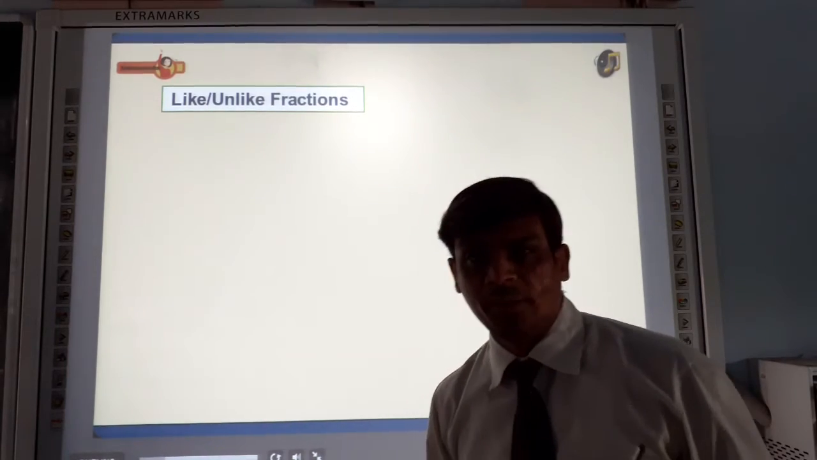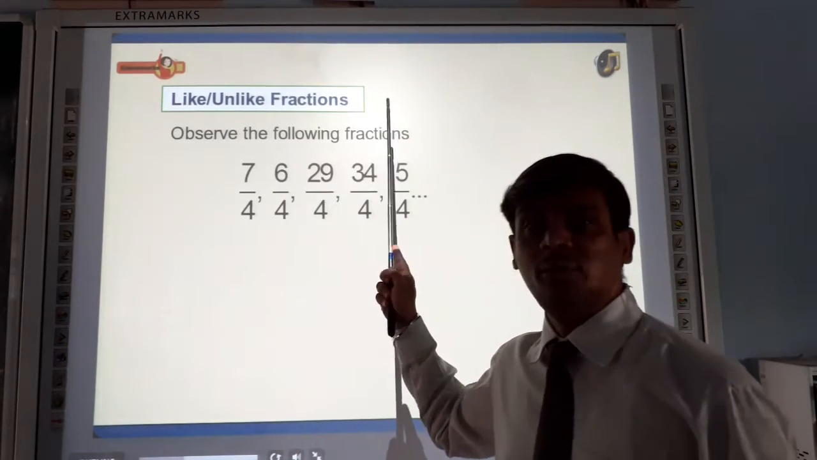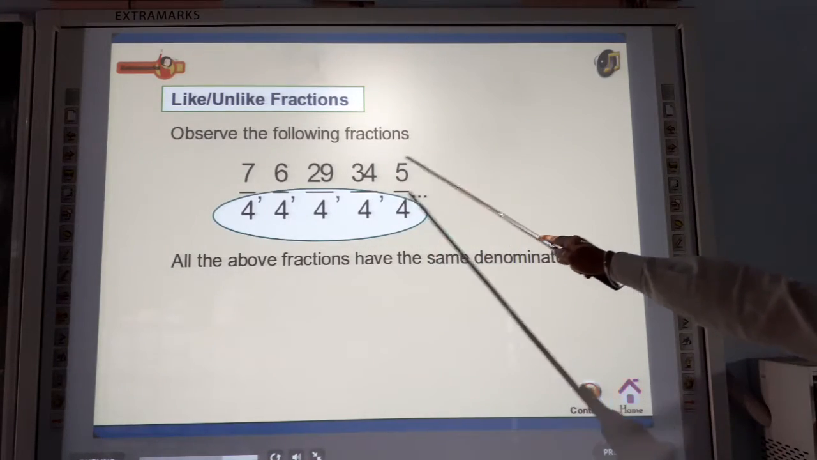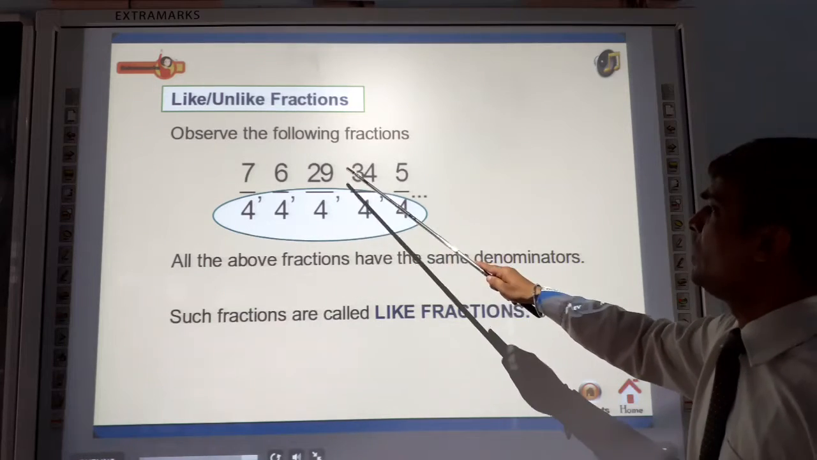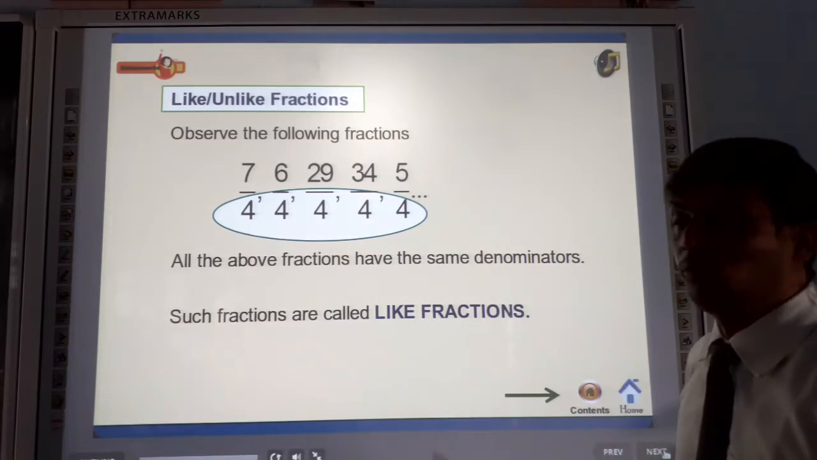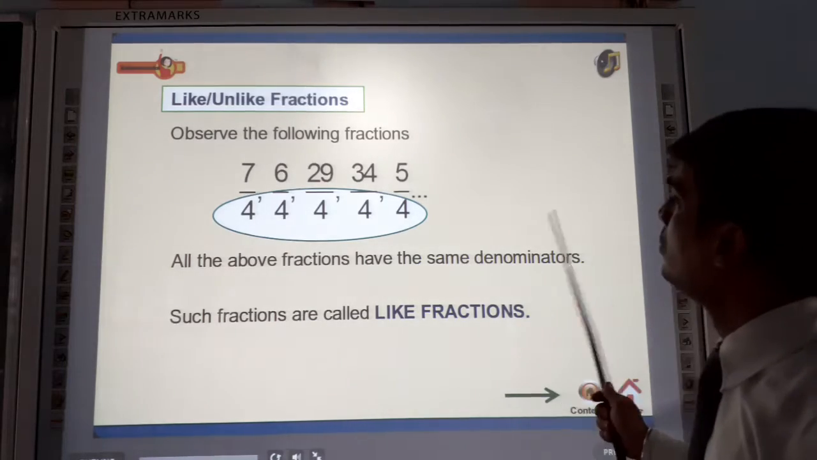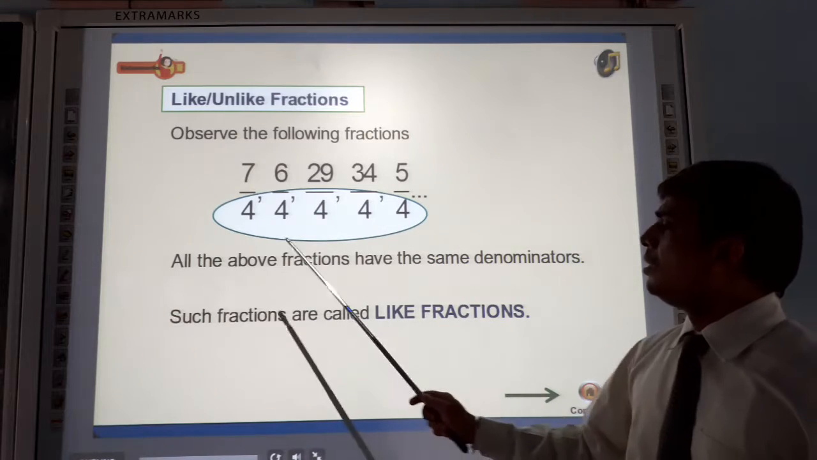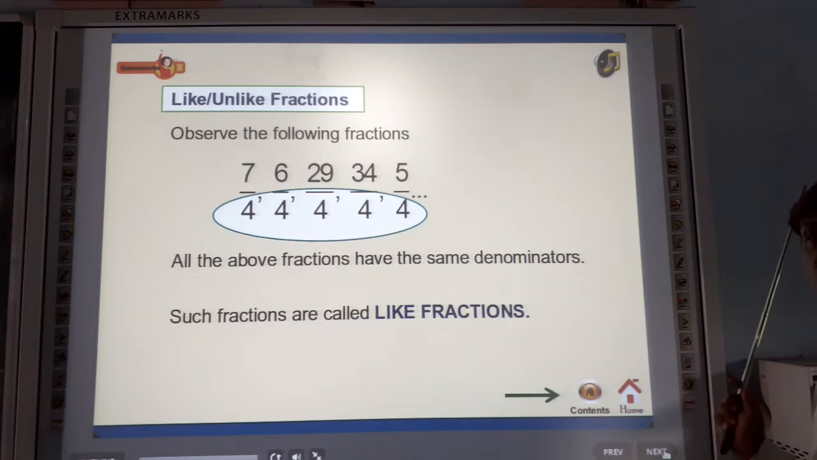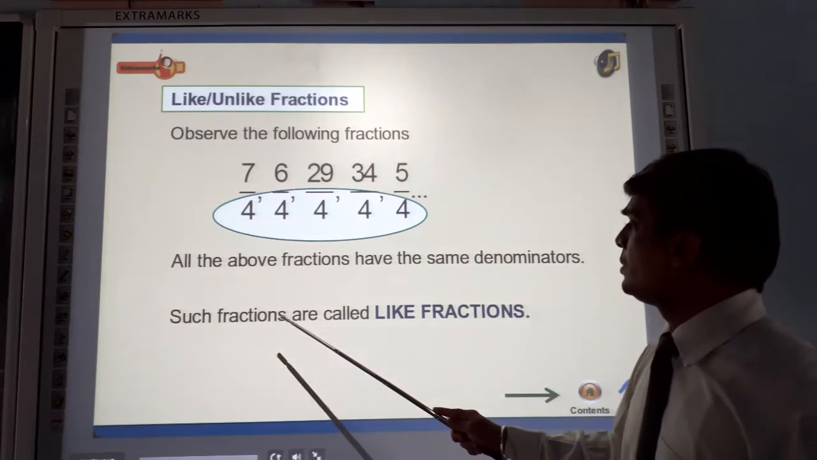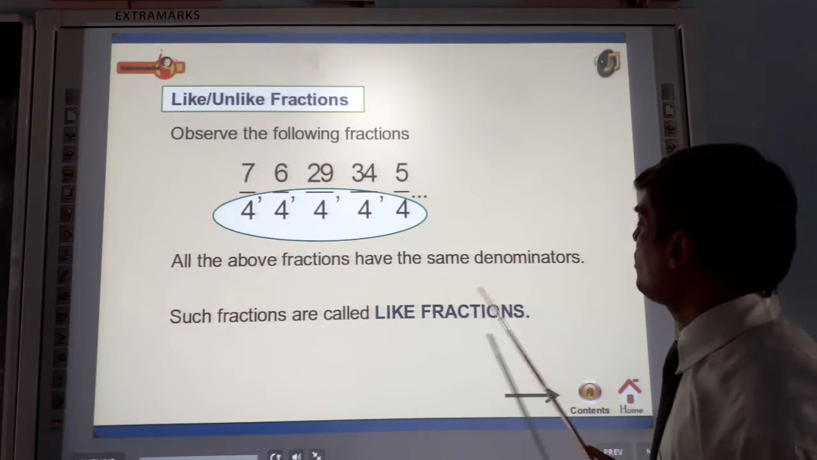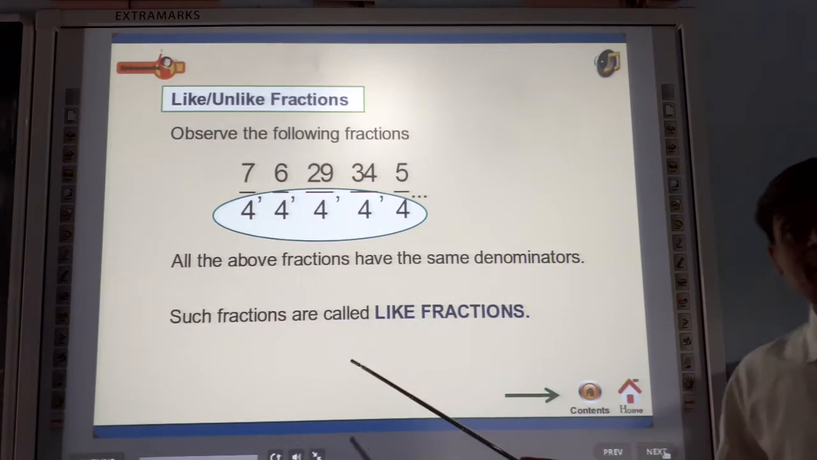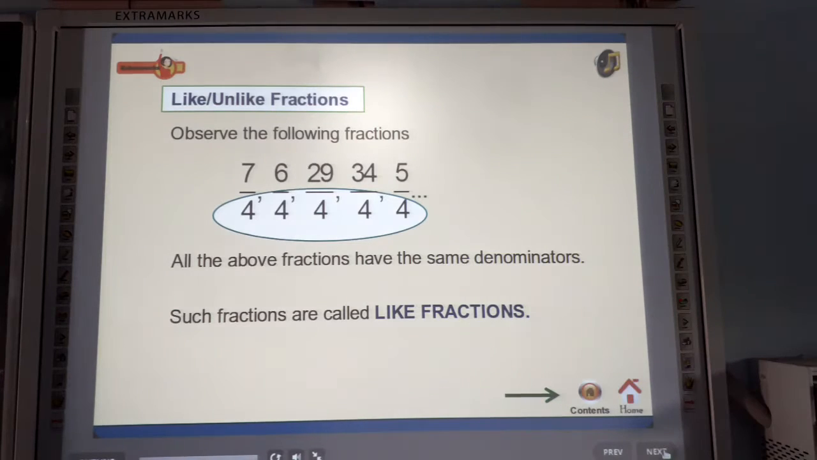Now next topic, like and unlike fractions. Okay, look at this. Observe the following fractions: 7 upon 4, 6 upon 4, 29 upon 4, 34 upon 4 and 5 upon 4 and so on. Denominator is same. Look at this. All the above fractions have the same denominators. Okay, such fractions are called like fractions because of the same denominator. This is like fractions. Okay.